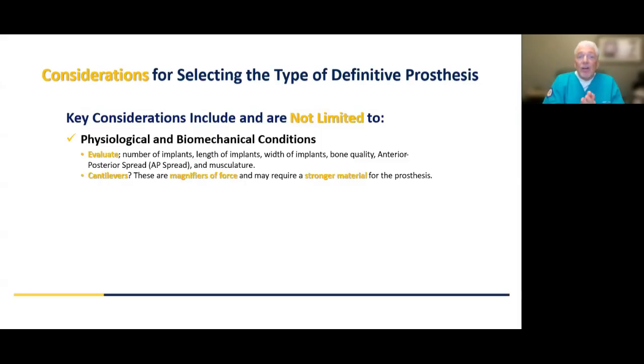What else? Now, also evaluate the physiological and biomechanical conditions. In other words, how many implants are going to be placed? Are you only doing 4 or are you doing 6? Are you going to be able to get a decent anterior-posterior spread, the AP spread? What's the musculature like? Do they have masseters that look like they could eat nails? Is there any parafunction? These types of things all play into it.